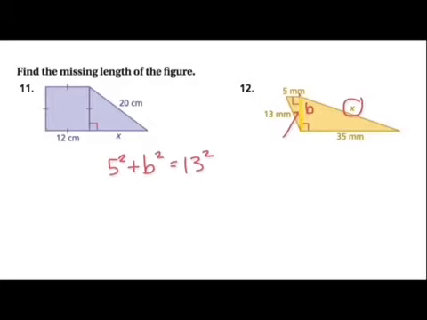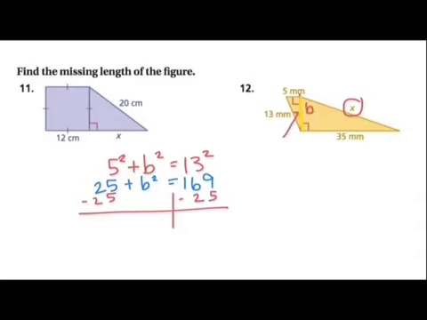So we have 5 squared is 25, 5 times 5 is 25, plus B squared equals, and then 13 squared is 169. I'm going to use train tracks to solve for my B. So I subtract 25 on both sides. We get B squared equals 144, and the square root of both sides, B equals 12.